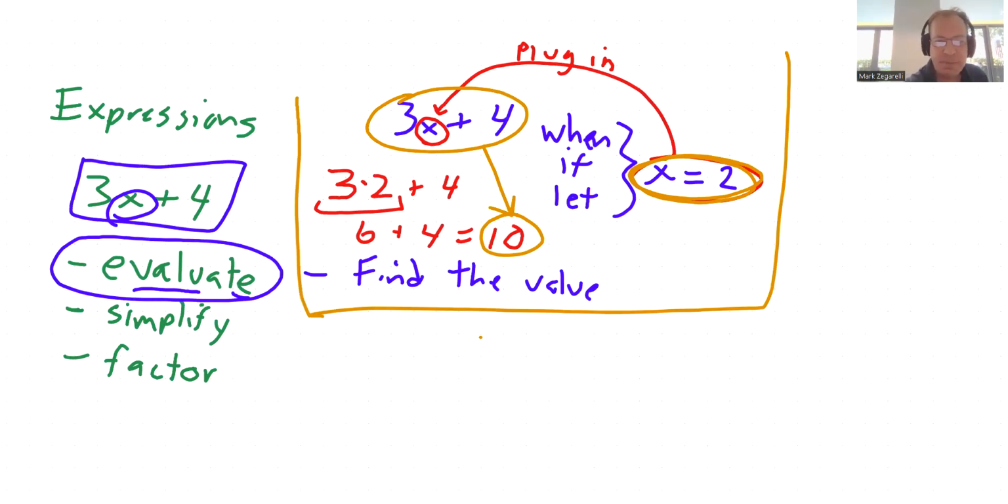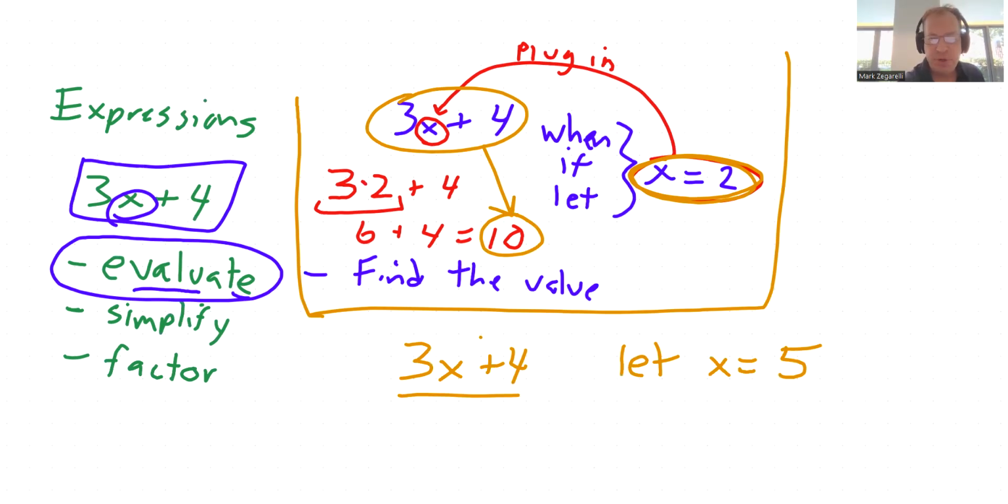Let's take that same 3x plus 4, but now we'll pick one of these words, let x equal 5. Okay? Same expression, different value of x. It's going to be a different answer at the end, probably, usually.